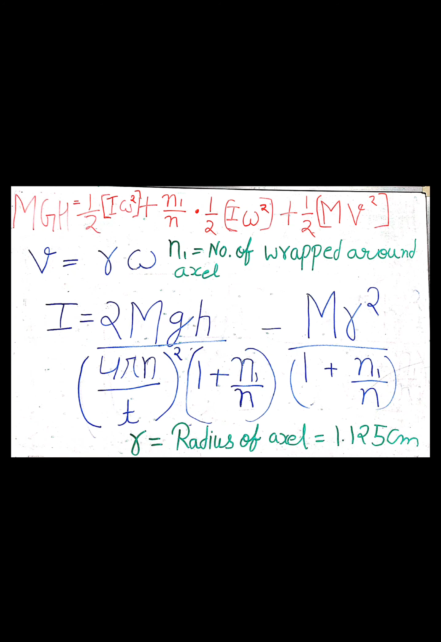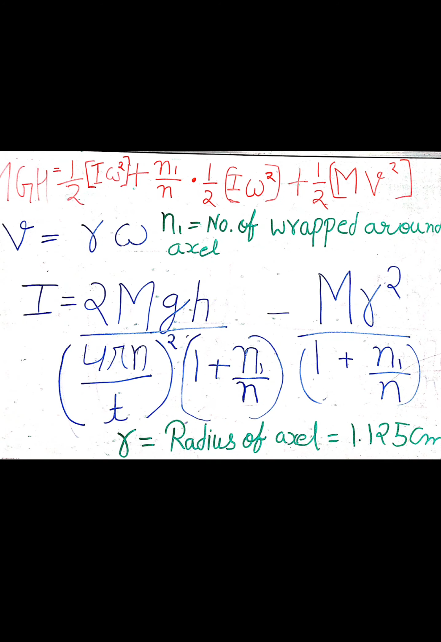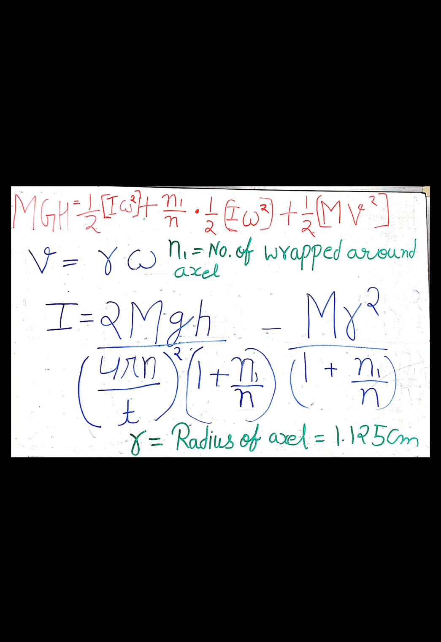For calculation, the formula is mentioned here. mgh is equal to half I omega square plus n1 upon n times half I omega square plus half mv square, where n1 is the number of rotations of the string wrapped around the axle, n is the number of rotations when the peg fell down, and I is the moment of inertia.